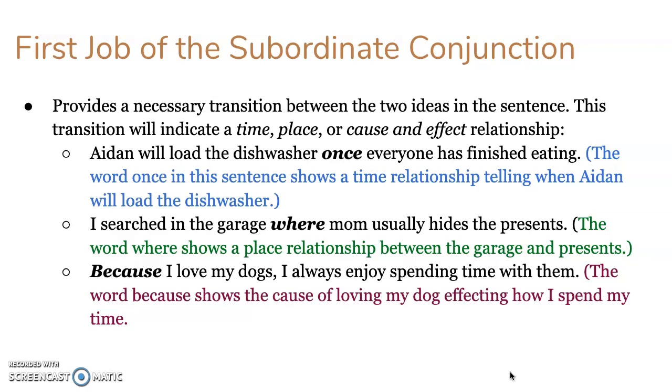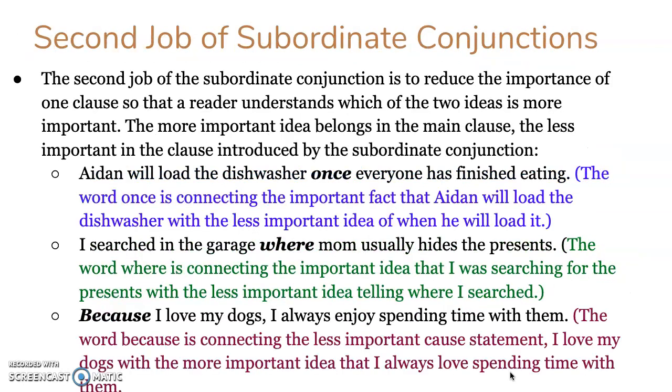So it can come at the beginning, it can come in the middle, but always we need that subordinating conjunction to explain the time, the place, or the cause and effect. Now the other thing that the subordinating conjunction does is it reduces the importance of that dependent clause. It makes it clear the main idea is the independent clause, right? That part that can stand by itself.